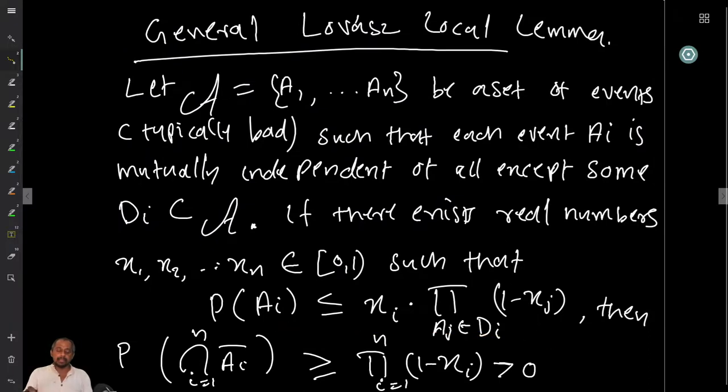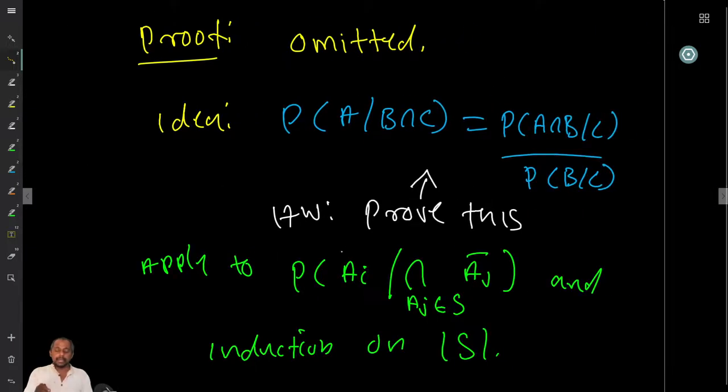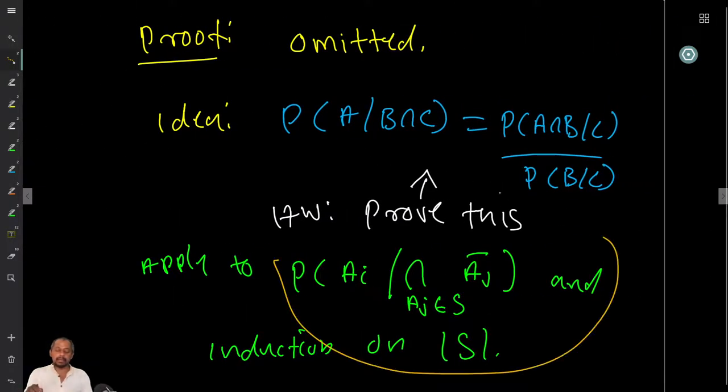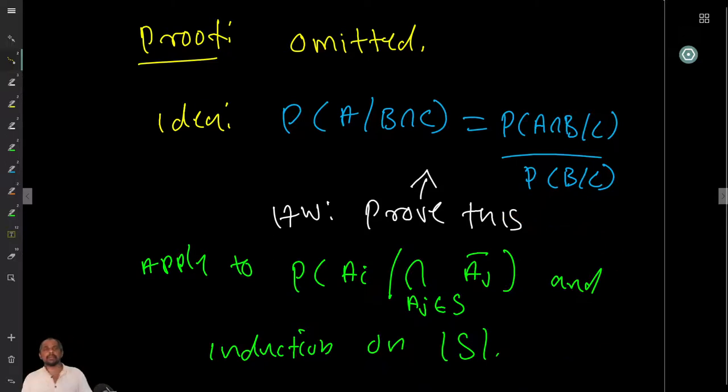So this you will get by applying this identity several times and doing some work here and there. That is the general idea, but I will not go into the details.